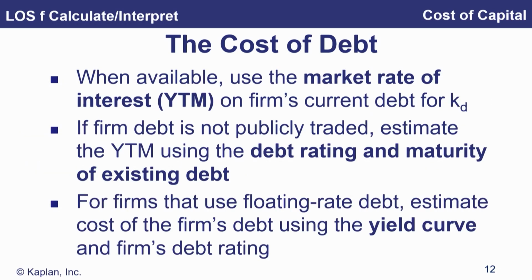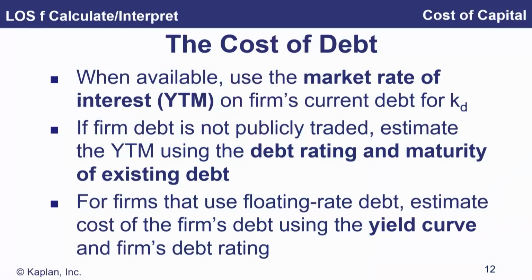So when it's available, use the market rate of interest. If the firm has securities outstanding, use the yield to maturity on those. Market determined, not the coupon rate, not the yield to maturity when they were issued, the current yield to maturity given the current interest rate structure. If the firm debt isn't publicly traded, we can use the debt rating and the maturity of existing debt.